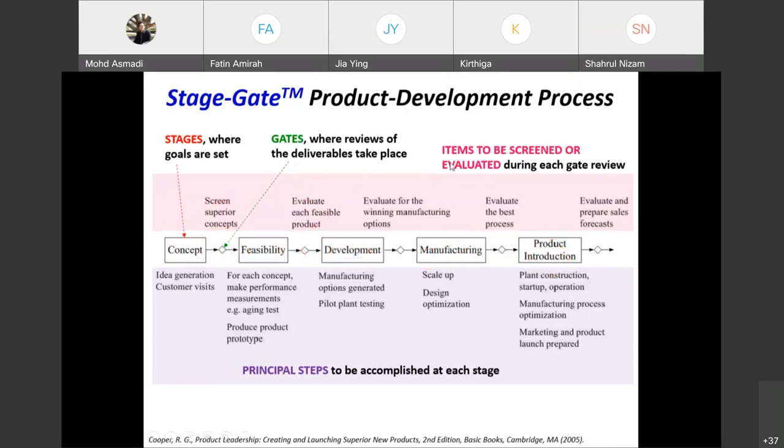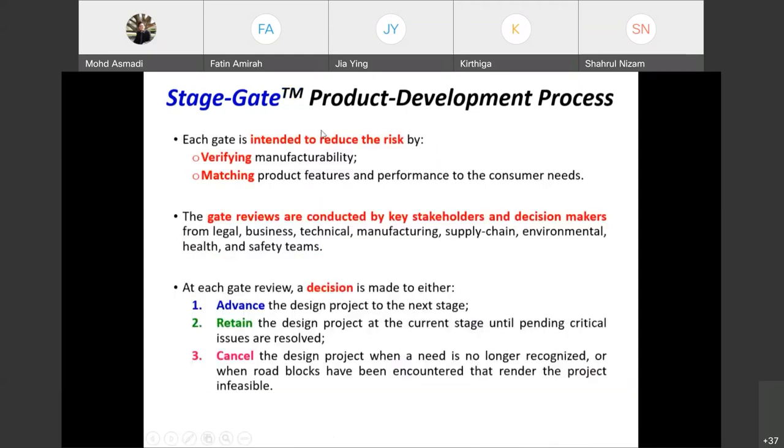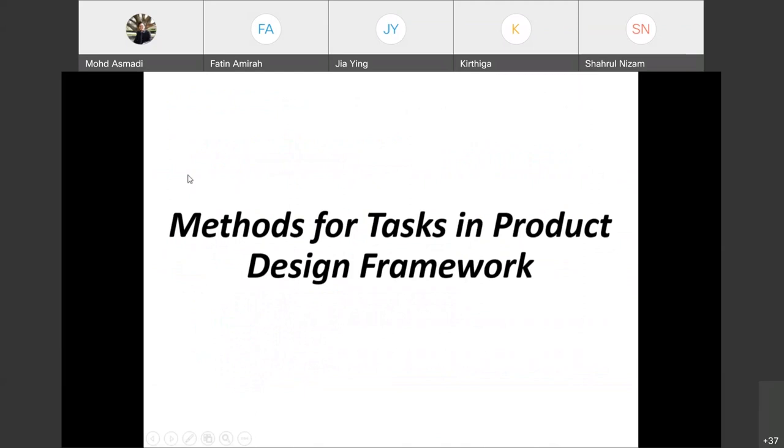So that's the explanation about the stage gate. This one is the explanation. You can read it. It intends to reduce the risk, and all these things I already explained. So let's see the methods for the tasks in product design works.